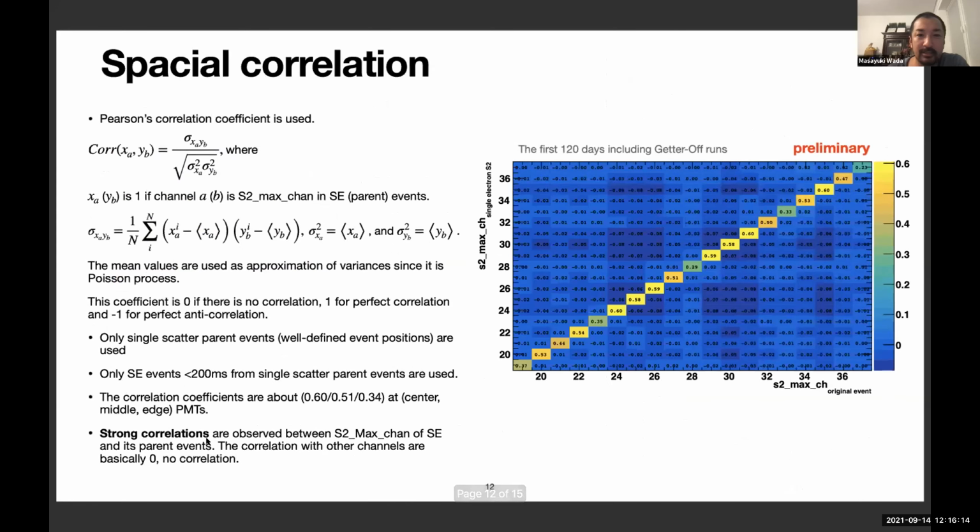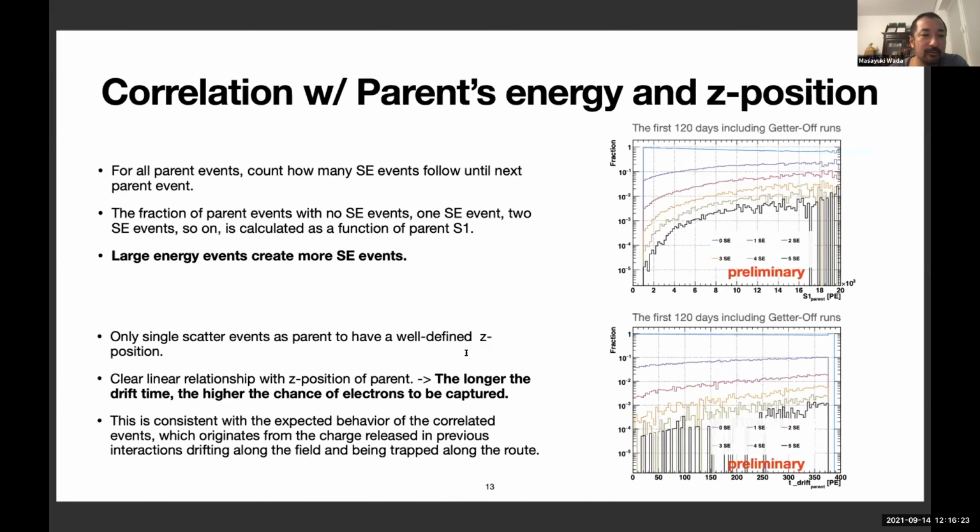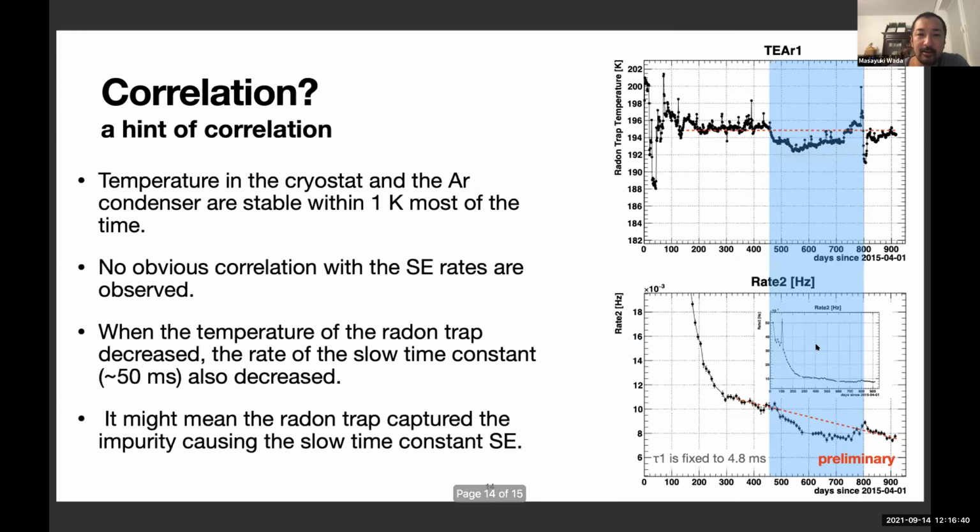Let me finish. Then we check the spatial correlation. It's a nice correlation, and this is consistent with the impurity hypothesis. We also check the energy correlation. Higher energy events create more single electrons, and events deeper in Z are also followed by more single electrons.